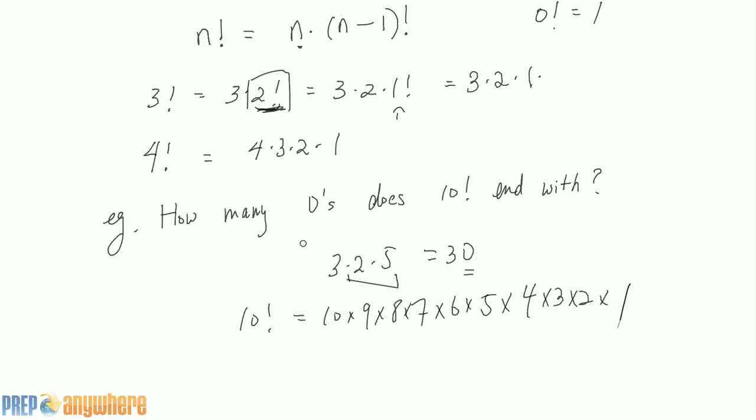Obviously, you see one right off the bat, right? Now, to make a 10, you need a 5 and a 2. Which factor do you think you have more of here, a 5 or a 2? We have a lot more 2's. So which one do you think you need to count? The 5's? We need both a 5 and a 2 to make a 10.